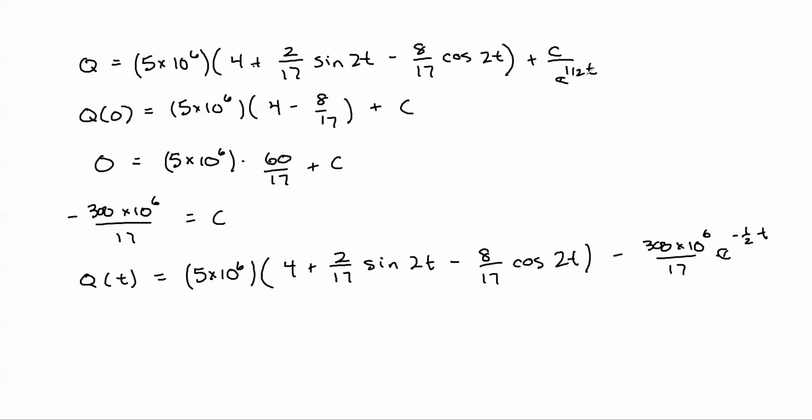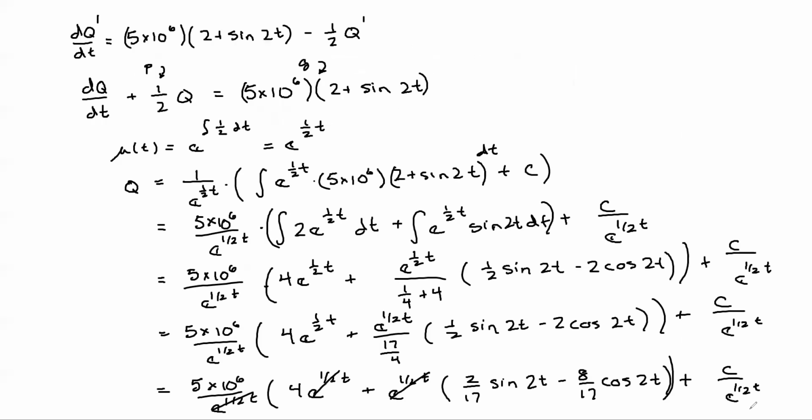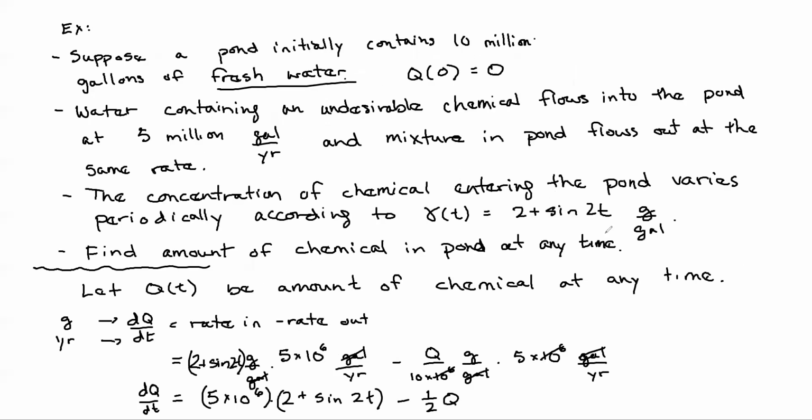So just go ahead and take this and rewrite it with a negative exponent instead. And you could take the 5 times 10 to the 6th and multiply it through if you wanted to make it so it all looked more similar. But that's the answer. So that's how we can go through and solve another problem. And it goes through and shows how to solve problems where we have a variable concentration that is coming into the tank.